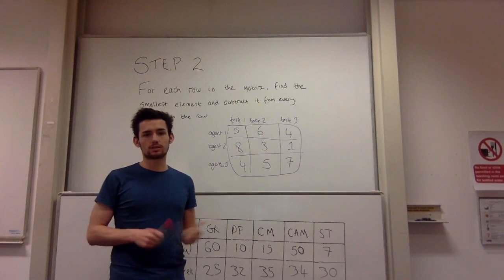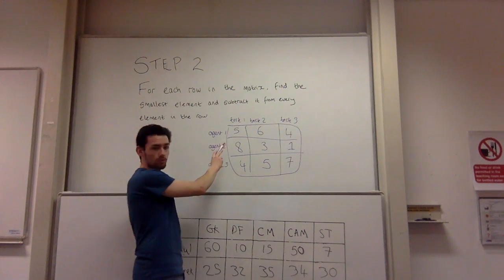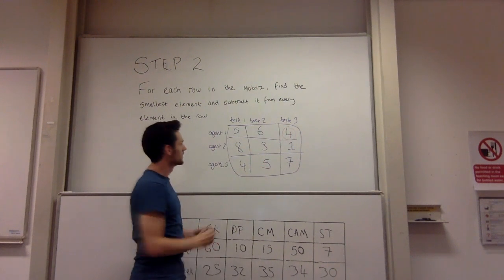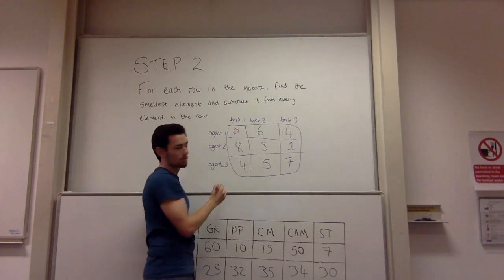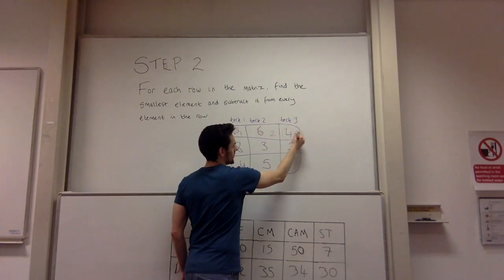For each row in the matrix, we want to find the smallest element and subtract this from every element in the row. So for example, in the first row, we've got 5, 6 and 4, where 4 is the smallest. We subtract this from every element, so instead of 5, we'll have 1, instead of 6, we'll have 2, instead of 4, we'll have a 0.